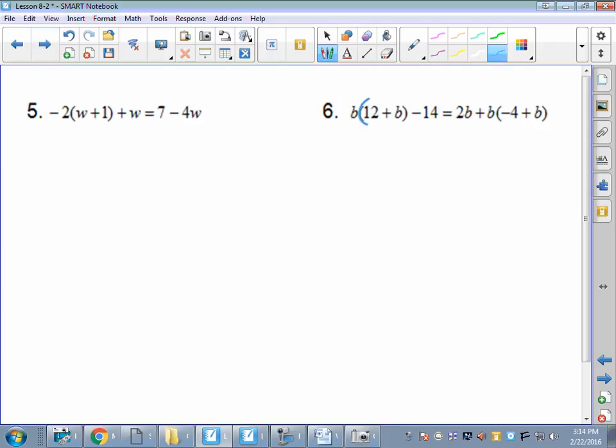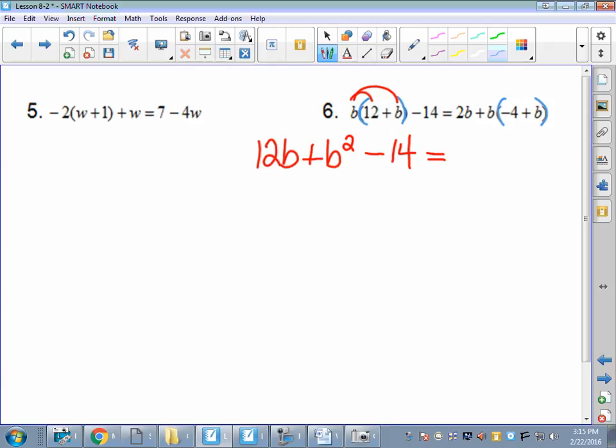We've got this parenthesis around that 12 plus b. We've got this parenthesis around this negative 4 plus b. So I'm going to start by distributing. So b times 12 is 12b. b times b, hopefully everybody remembers that's b to the second power. Remember, it's just 1 because it's 1 times 1. Don't try to add extra numbers in there. This minus 14 just comes down, and my equal sign comes straight down.